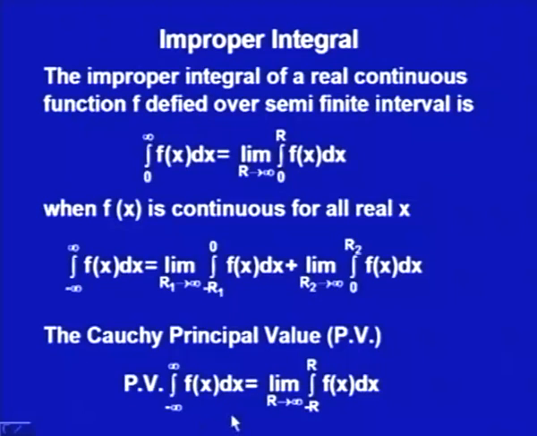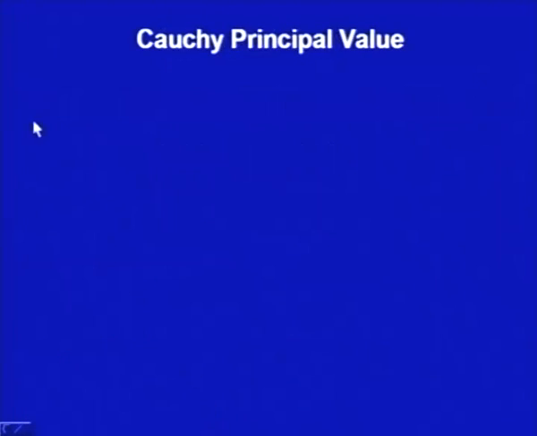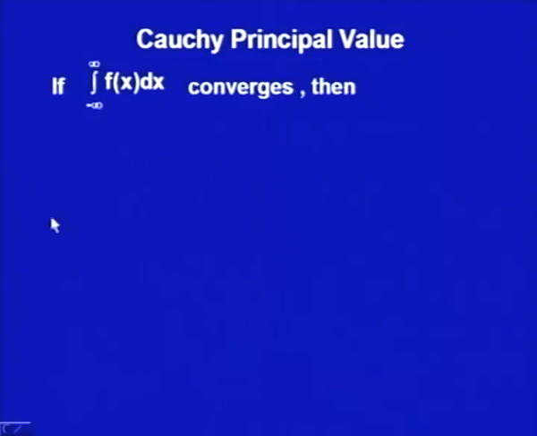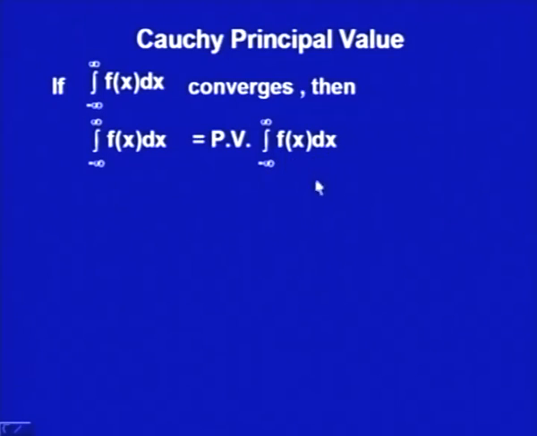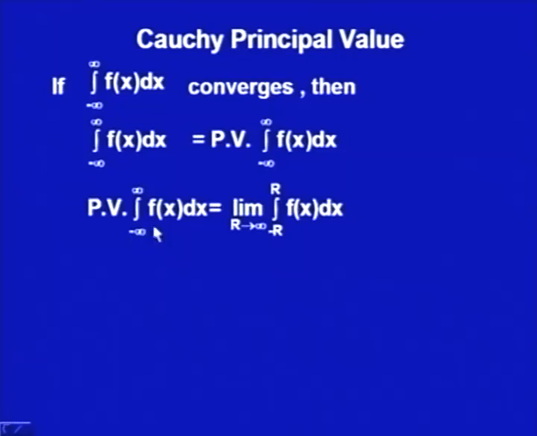Now, what we are saying is that if the integral from minus infinity to plus infinity of f(x) dx converges, then it is the same as the principal value of the integral from minus infinity to plus infinity of f(x) dx. What is the principal value? The principal value, as we have just seen, is the limit as r approaches infinity of the integral from minus r to plus r of f(x) dx.